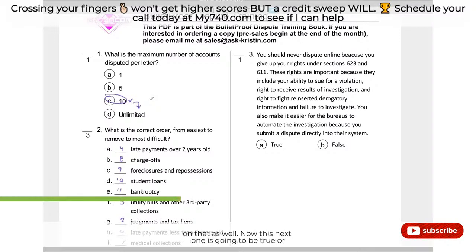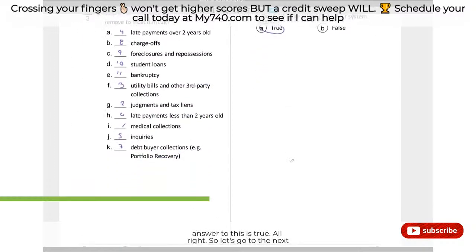Now, this next one is going to be true or false, okay? You should never dispute online. Never, ever, ever, because, and I spelled because incorrectly, I apologize, all right? You give up your rights under sections 623 and 611. These rights are important because they include your ability to sue for a violation, right to receive results of investigation, right to fight reinserted derogatory information, and failure to investigate. You also make it easier for the bureaus to automate the investigation because you submit a dispute directly into their system. Now, if you said false, then you have a lot of catching up to do. The answer to this is true.